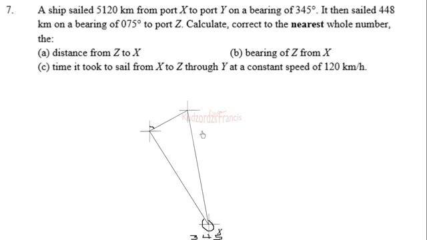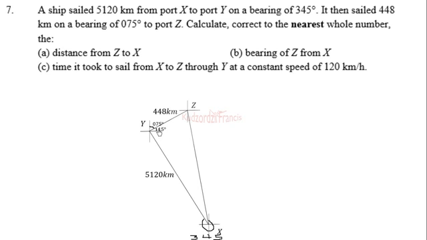Okay. So the next thing we do is to indicate the ports Y and Z. Then we also indicate the necessary information, the distance from X to Y, which is 5,120 kilometers, and this one is 448 kilometers. Now let's calculate the angles. This is 75 degrees, so this small angle here will be 15.